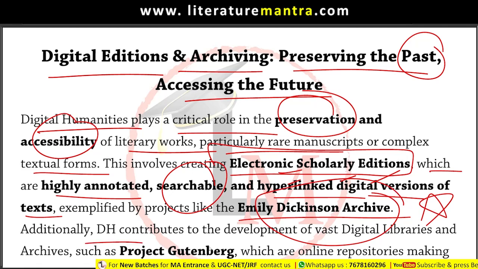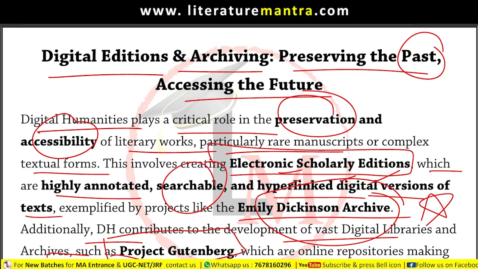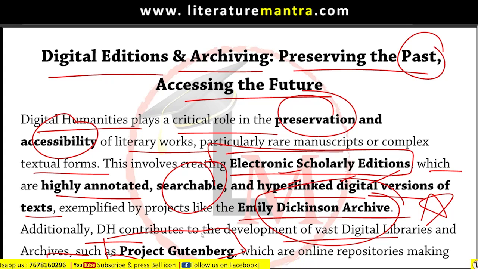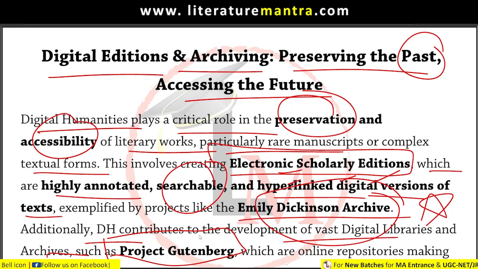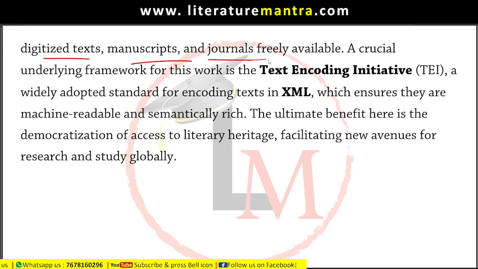Additionally, digital humanities contributes to the development of vast digital libraries and archives such as Project Gutenberg. Now, if you are a student of English literature, then probably you know about Project Gutenberg. ठीक है? It's an online platform where all copyright free books are stored, which you can access for free. ठीक है? जिन पे copyright है, वो ये लोग generally नहीं करते. But those books that no longer have any copyright, they generally try to put all those books online in a digitized form. ठीक है? Which are online repositories making digitized texts, manuscripts and journals freely available.